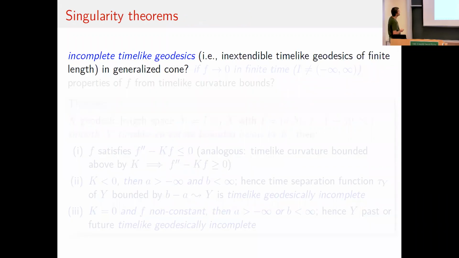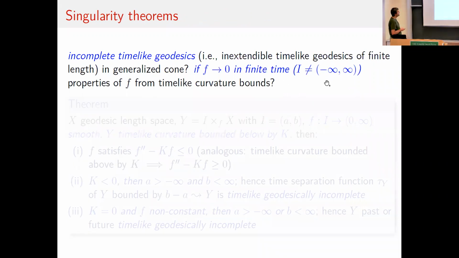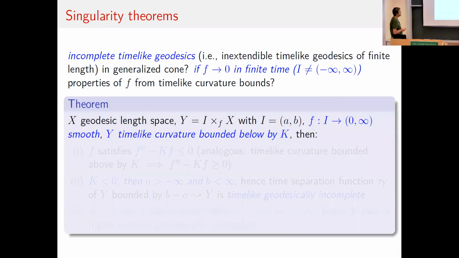And using this we are able to establish the first synthetic singularity theorem. So are there incomplete timelike geodesics? As I said, this is Penrose's definition of a singularity in a generalized cone. Yes, this can happen if f goes to 0 at infinite time, meaning I is not the whole real line. And can we deduce properties of f from timelike curvature bounds, which we actually used in the previous theorems implicitly?